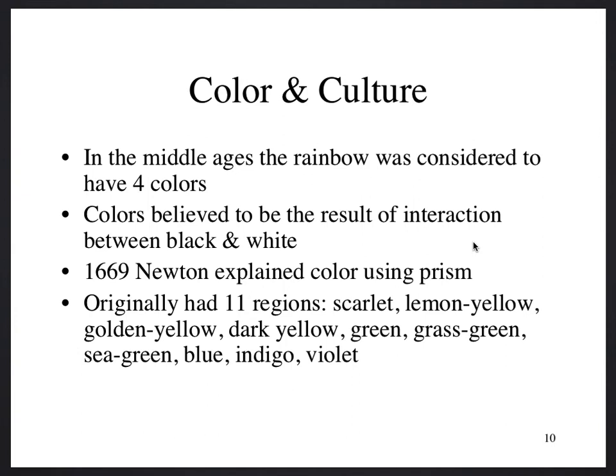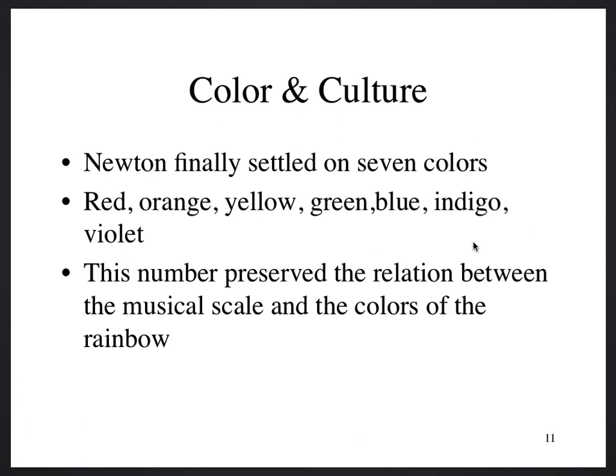But it was in 1699 that Newton explained colour with the prism. So you saw that in science class. He originally had 11 regions. So in his original plan, there was scarlet, lemon yellow, golden yellow, dark yellow, green, grass green, sea green, blue, indigo, and violet. I do think he was onto something with the fact that the green was a bit expansive. Green was very big. He eventually settled on 7: red, orange, yellow, green, blue, indigo, and violet.